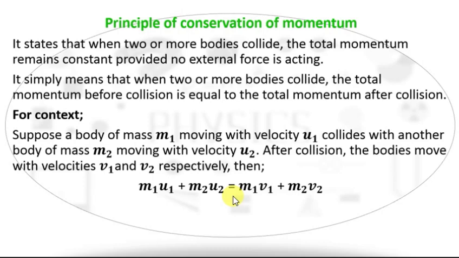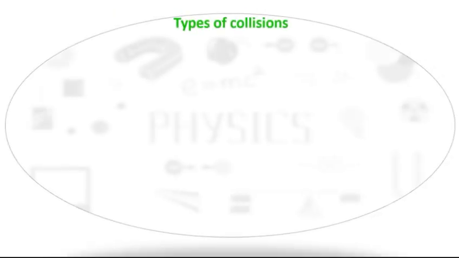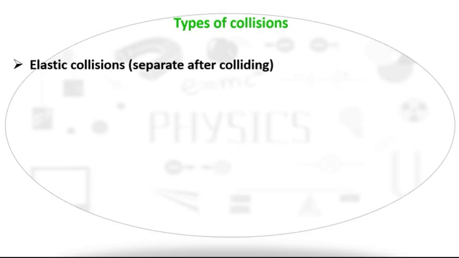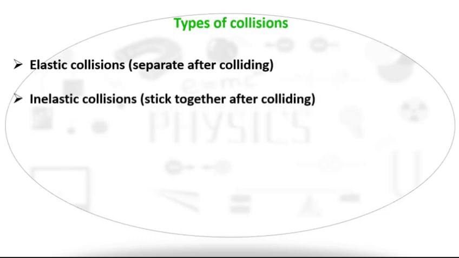So this is the principle of conservation of momentum. When we talk about collisions, you already know colliding and how things collide. But we basically have two categories of collisions. That is elastic collisions. Under elastic collision, bodies collide, and after they collide, they separate. Each one goes its own path. Whereas we also have inelastic collision, where the bodies collide, and then after colliding, they stick together.